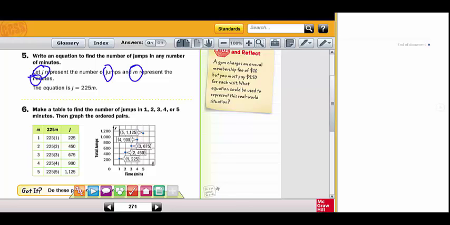jumping. So now it says make a table to find the number of jumps in 1, 2, 3, 4, or 5 minutes. So we start out with our minutes. This again is going to be our input, and then we write our algebraic expression. In this case it's 225 times M, and then our output here is going to be in jumps. Okay, so we have an input of 1 minute. So we're going to do 225 times 1 and get an output of 225. Then we're going to do 2, it's 225 times 2, 450, and etc.